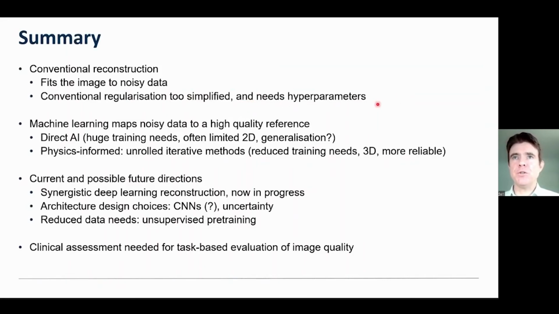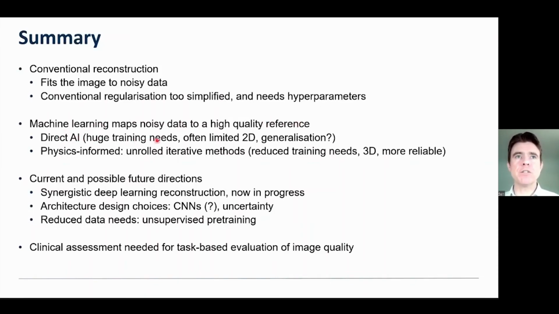also, you need to choose the magical strength of regularization, the hyperparameter, and these are ongoing topics of research. In contrast, machine learning uses a high quality reference, and it maps your noisy data through a cascade of operators to your high quality reference in your training set, with the idea being that when you've got new unseen data, you can rely on those same trained networks to deliver a high quality output.